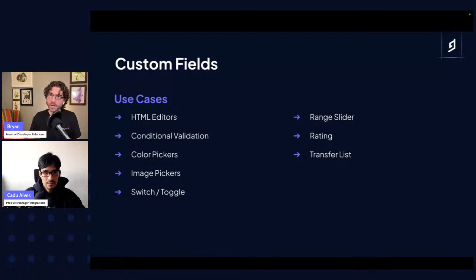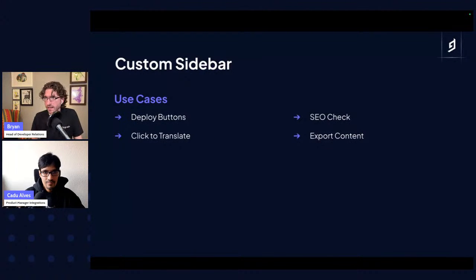Absolutely. And things like image pickers, you could bring in your images from really any digital asset management system like Cloudinary, something along those lines. And then range sliders, ratings, really anything that you want to give a custom UI to the way the data is input is possible there. So yeah, but fields aren't the only thing, right? We also had this idea of the custom sidebar elements as well.